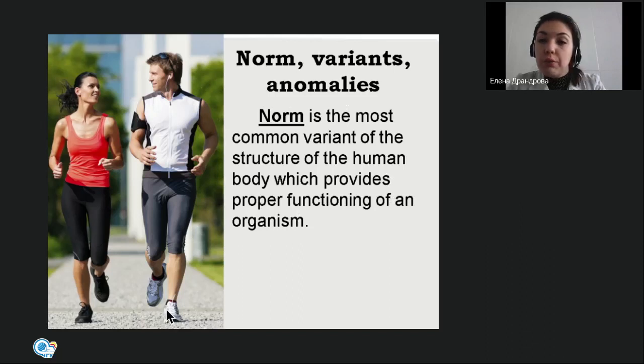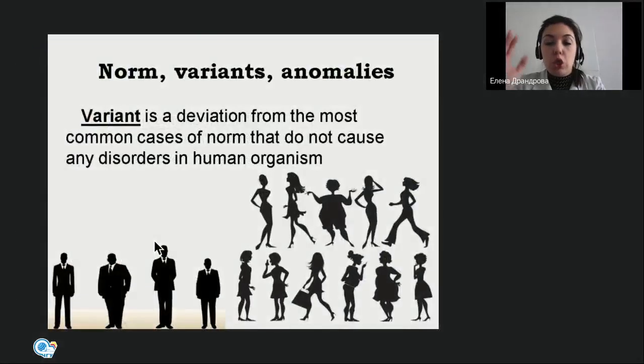But all of us are different. Some of us are short, some of us are tall, some of us are slim, some of us slightly larger than the others. And still we all think that we are normal. We hope so. That's why norm is not something very narrow. It's a rather wide range of norms. And in norm, there are different variants.